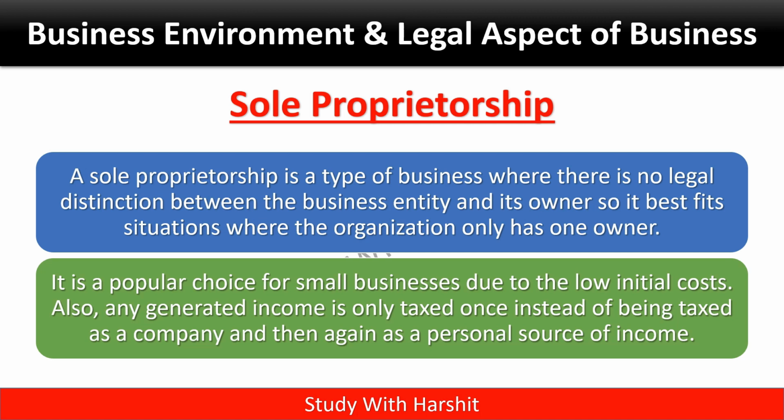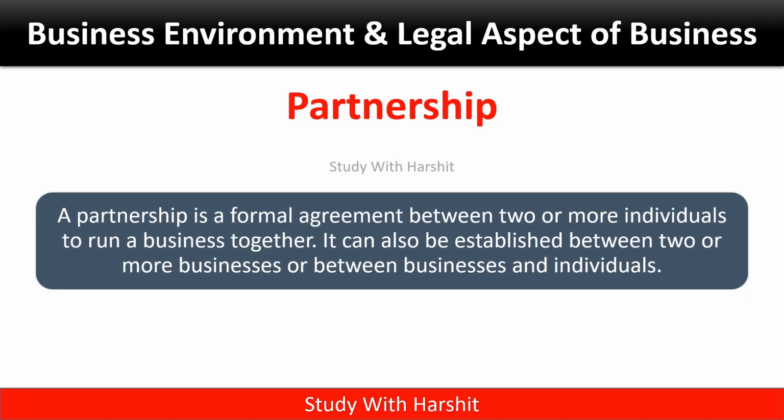It is a popular choice of small businesses due to the low initial cost. Also, the generated income is only taxed once instead of being taxed as a company and then again as a personal source of income. Partnership. A partnership is a formal agreement between two or more individuals to run a business together. It can also be established between two or more businesses, or between businesses and individuals.